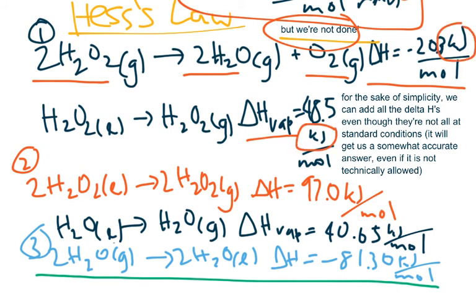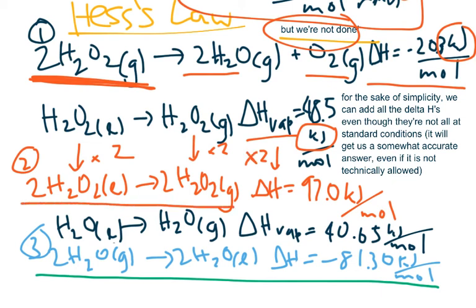And notice that we want to cancel out the 2H2O2 gas up here and change that into 2H2O2 liquid as in the original reaction. So what we can do is double everything, times 2, and the delta H of vaporization is times 2. So the delta H of this reaction, which is labeled as reaction number 2, will be 97.0 kilojoules per mole.